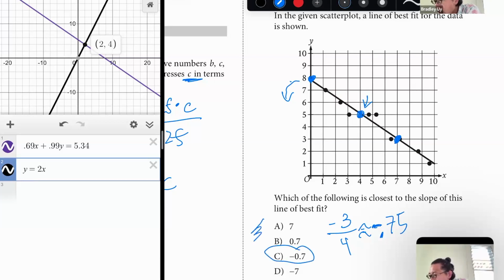-0.75, -3/4. The only number close to that is C. Okay, A and B are wrong because that can't be the slope. This slope is clearly negative, so it's between C and D, and the slope of that line drawn above is not -7. That would be quite steep going like this. And so the right answer is C.